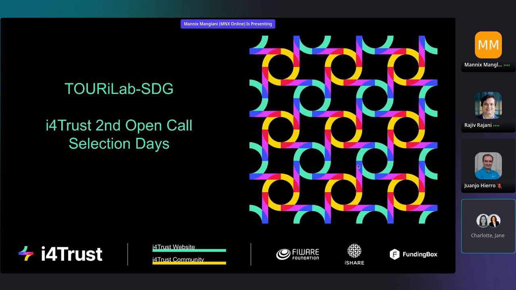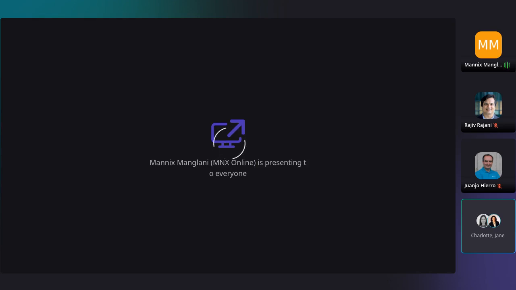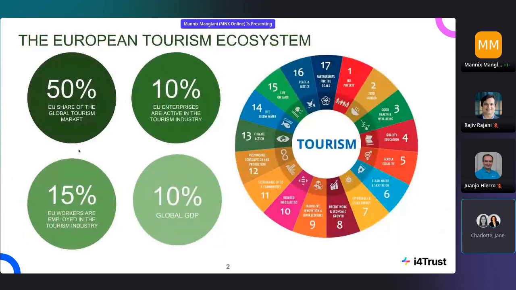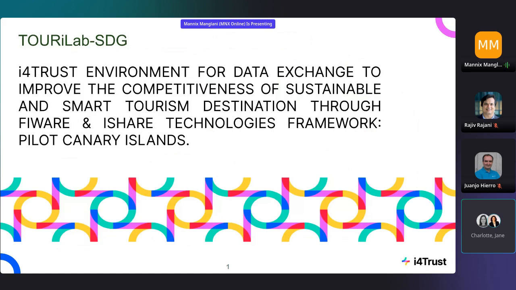Yes. Okay. So basically, our experiment is called True Lab. We are a consortia of 7 entities. One of them is the regional digital innovation hub here in the Canary Islands. As you know, the Canary Islands belong to Spain, and we are a very important tourism destination. Our experiment is regarding the exchange of data in a sustainable tourism environment.